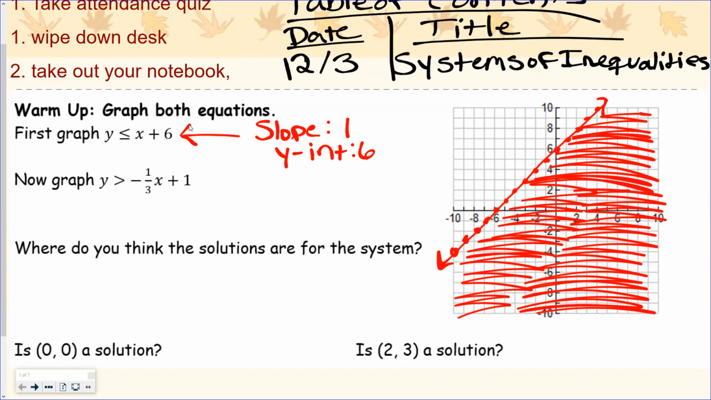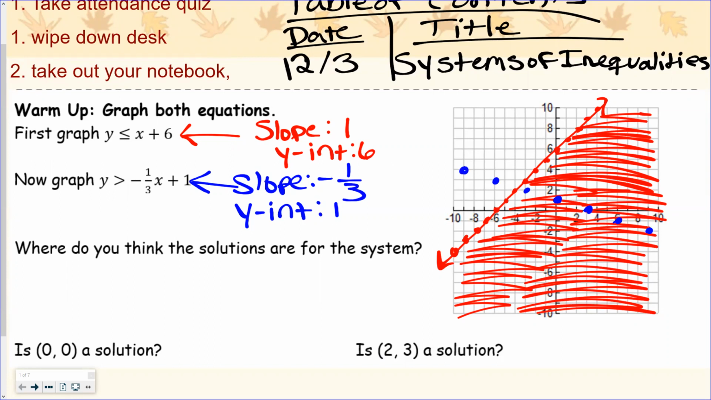All right, for the other inequality, we have a slope of negative 1/3, a y-intercept of positive 1. We need to go ahead and graph this inequality as well. So go to the y-intercept of positive 1, which is right here. And this time I'm going to go down 1, right 3. Down 1, right 3. And then to go the opposite end, up 1, left 3, up 1, left 3.